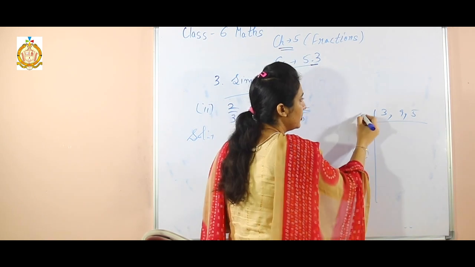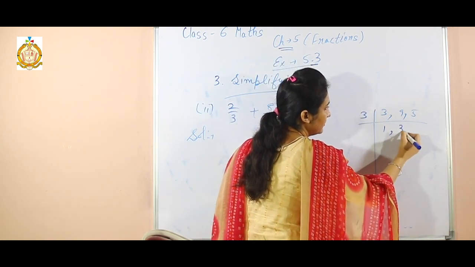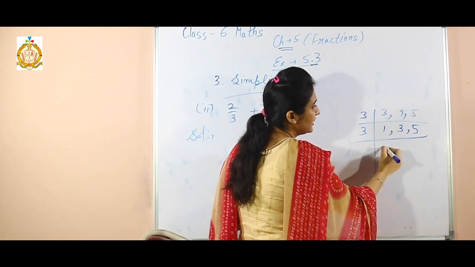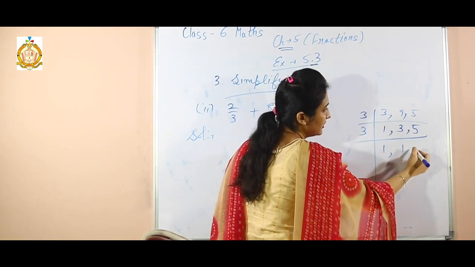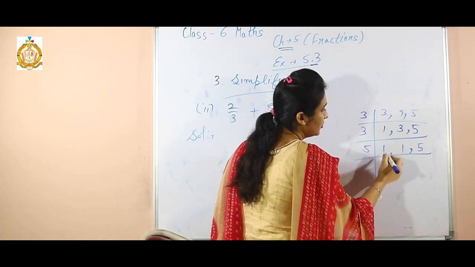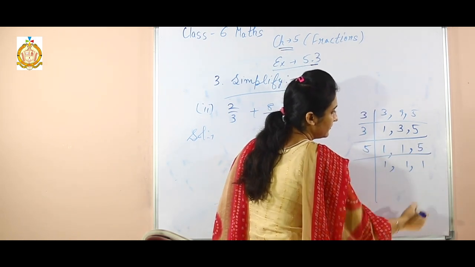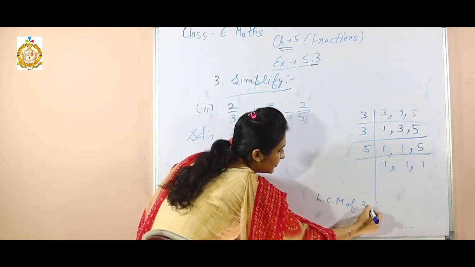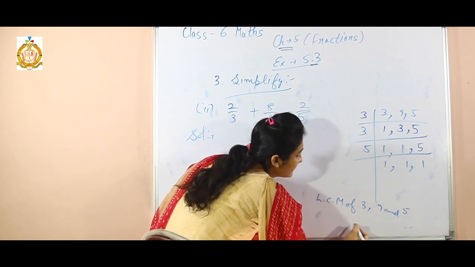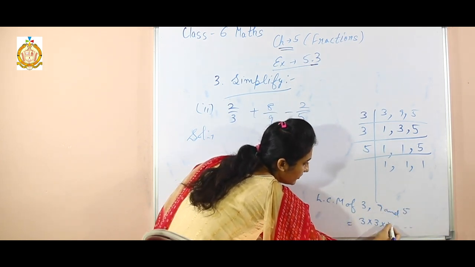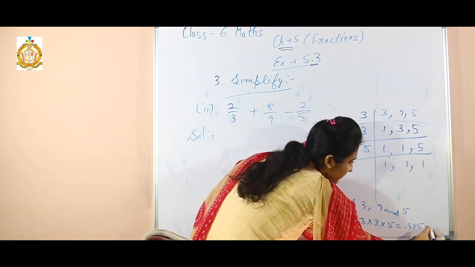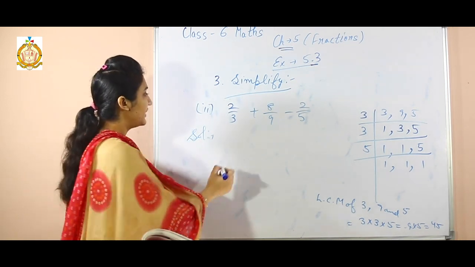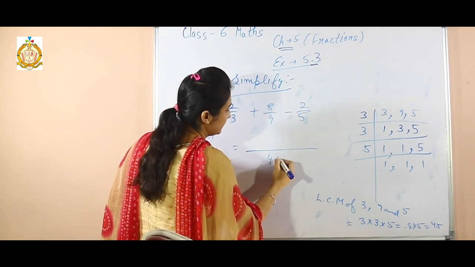First go on the table of 3. Here is 1, 3 3s are 9, and 5 doesn't go, write it as such. Again on the table of 3, 3 1s are 3, 5 as such. Now on the table of 5, so our LCM of the denominators 3, 9 and 5 is 3 into 3 into 5, that is 9 into 5, 45. So now we can write here LCM is 45.